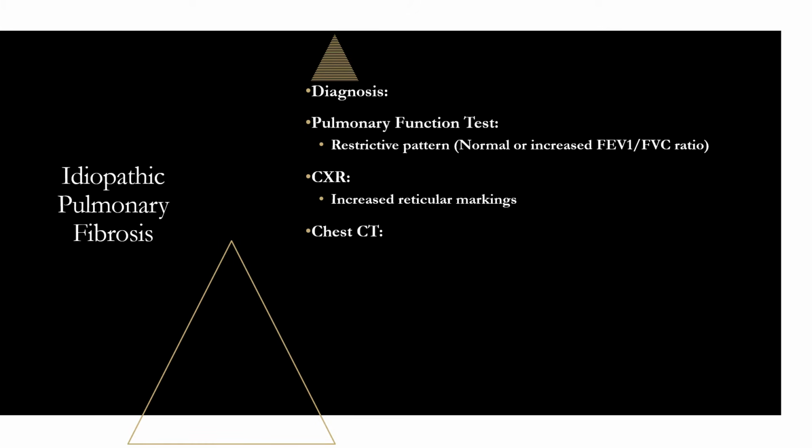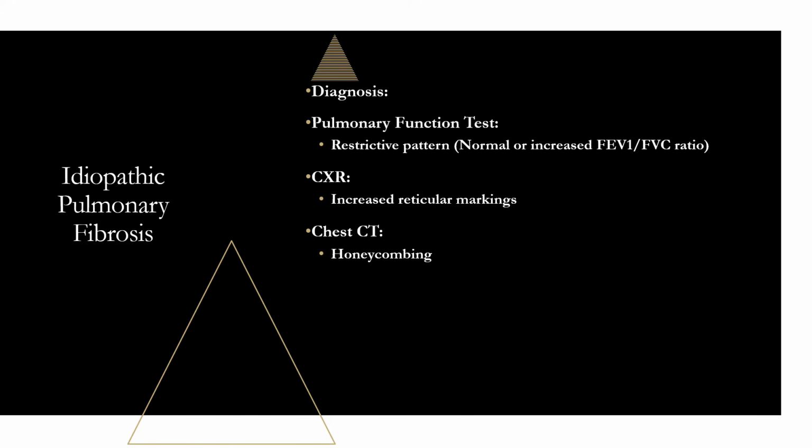Where your diagnosis gets a little bit more specific is with your CT. So CT should be obtained in all patients with suspected pulmonary fibrosis. It's significantly more sensitive and specific for the diagnosis compared to chest x-ray. It's really essential in the diagnostic workup. So the characteristic CT findings of pulmonary fibrosis are going to include three things.